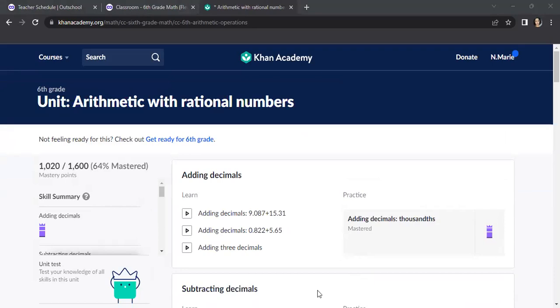So let's start with decimals. So let's do decimals and fractions separately. Since these are kind of complicated, I'm gonna split this into two videos.